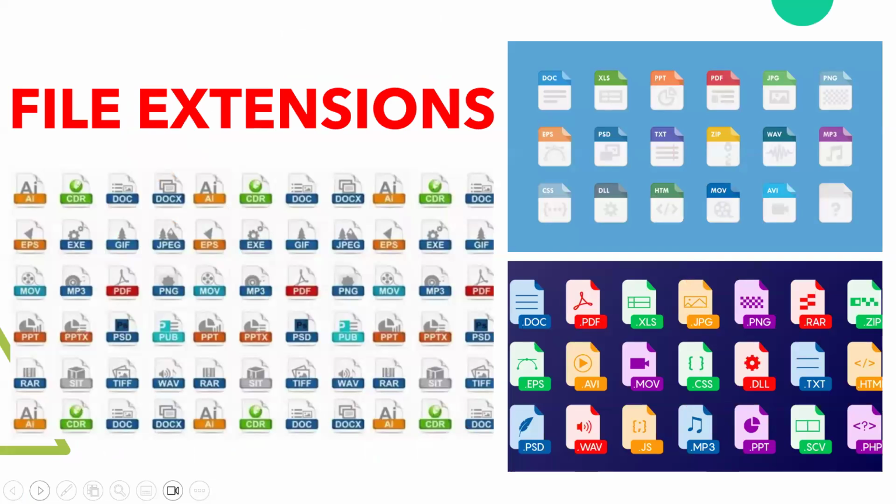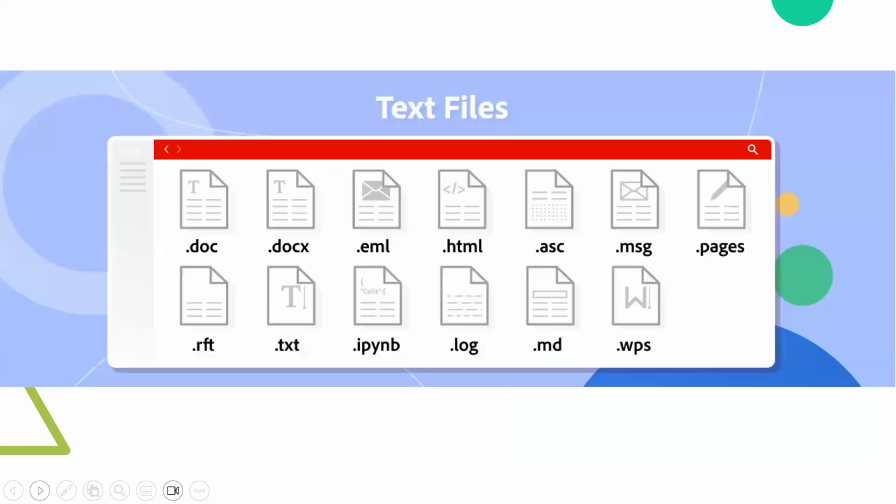There's also file extensions, right? A file extension is the last three letters in any file nomenclature. So you can see the array there. You see AI, CRD, docx. All these things that you're seeing, even some of them repeated, are just the file extensions that will determine what kind of file we are dealing with. So let us go into it.